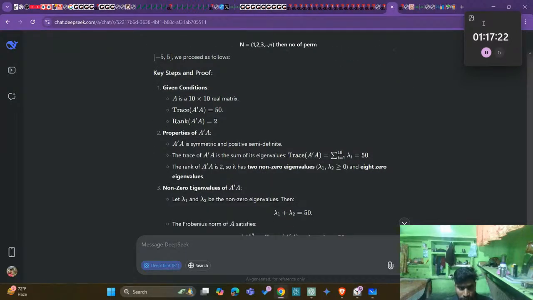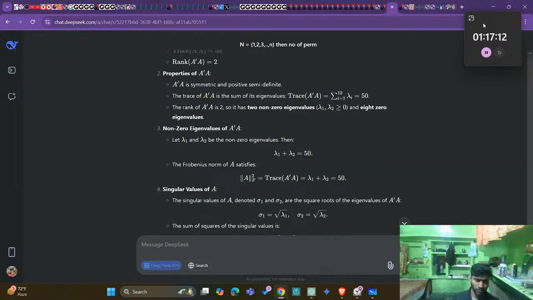The trace is the sum of eigenvalues. Rank is 2, so there are 2 non-zero eigenvalues.